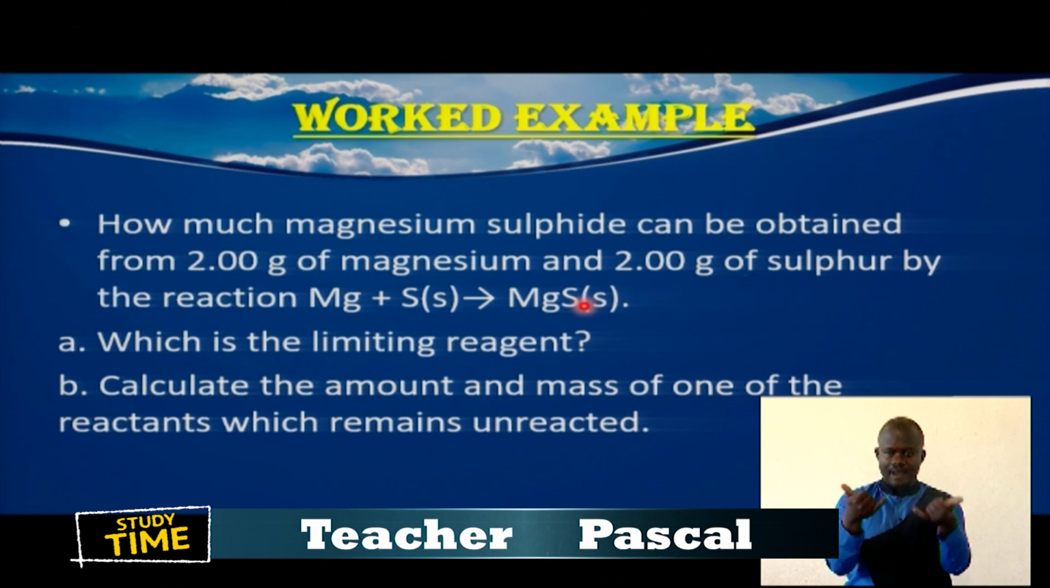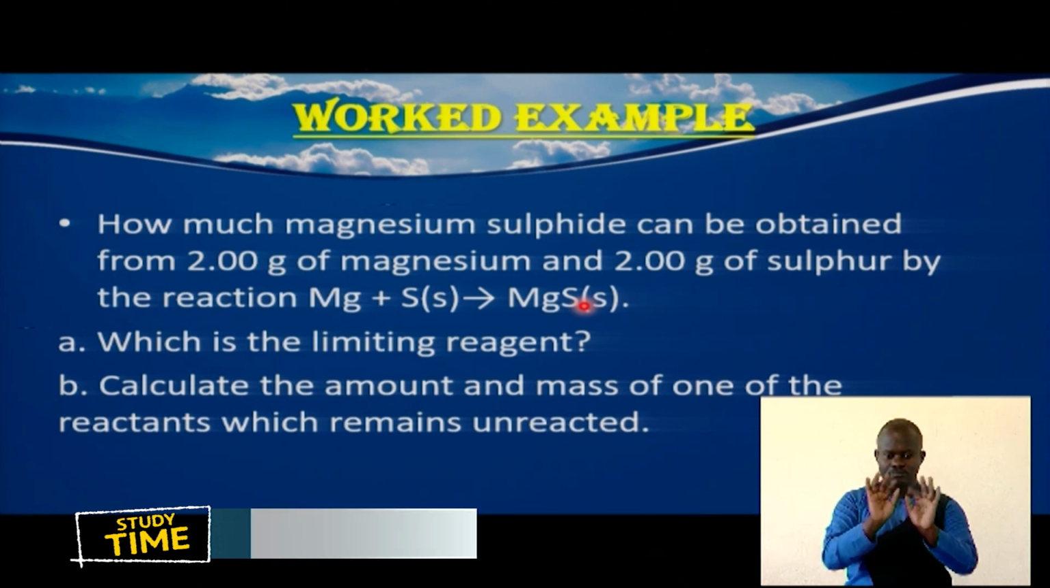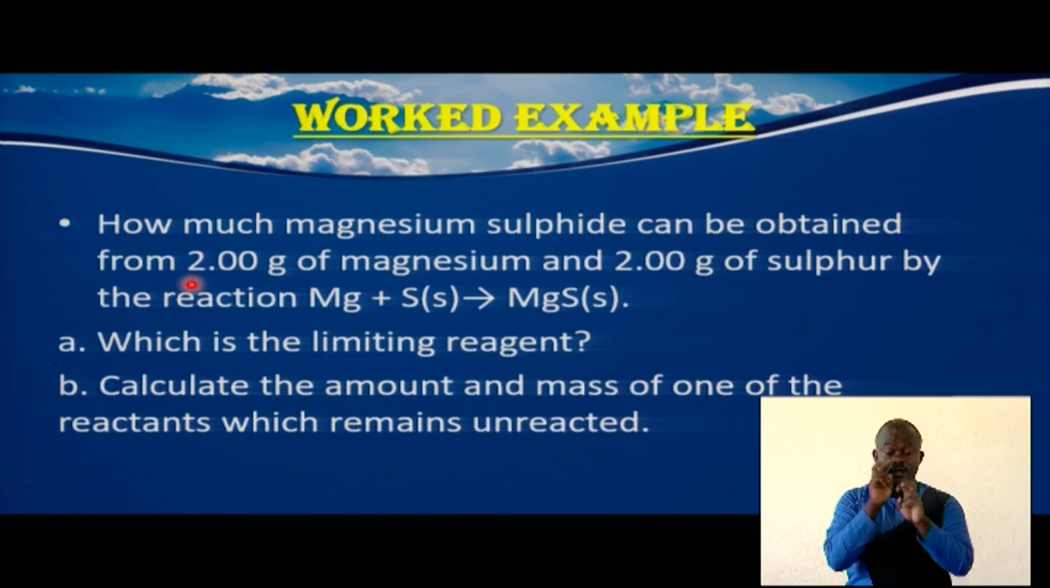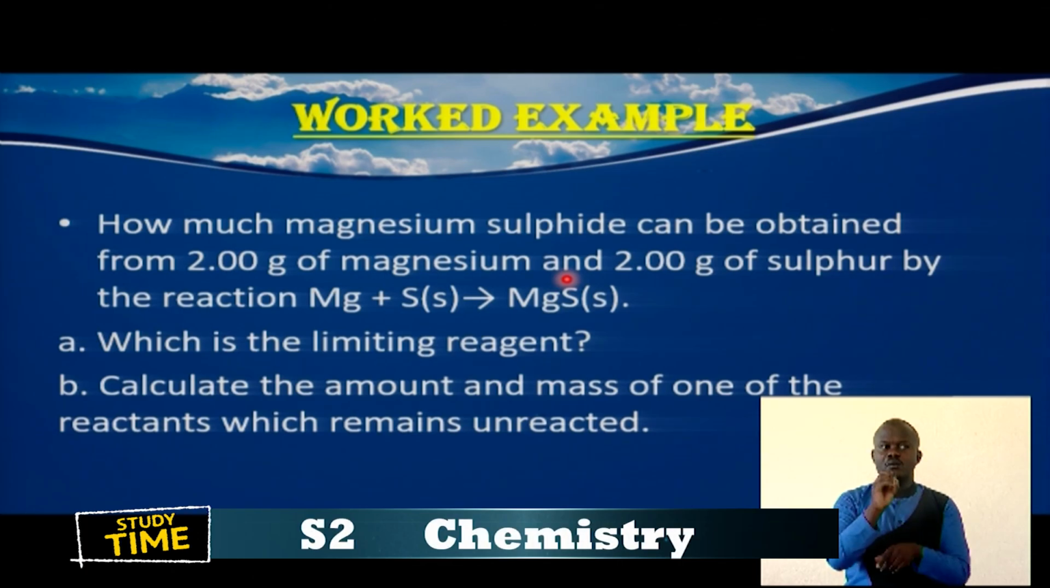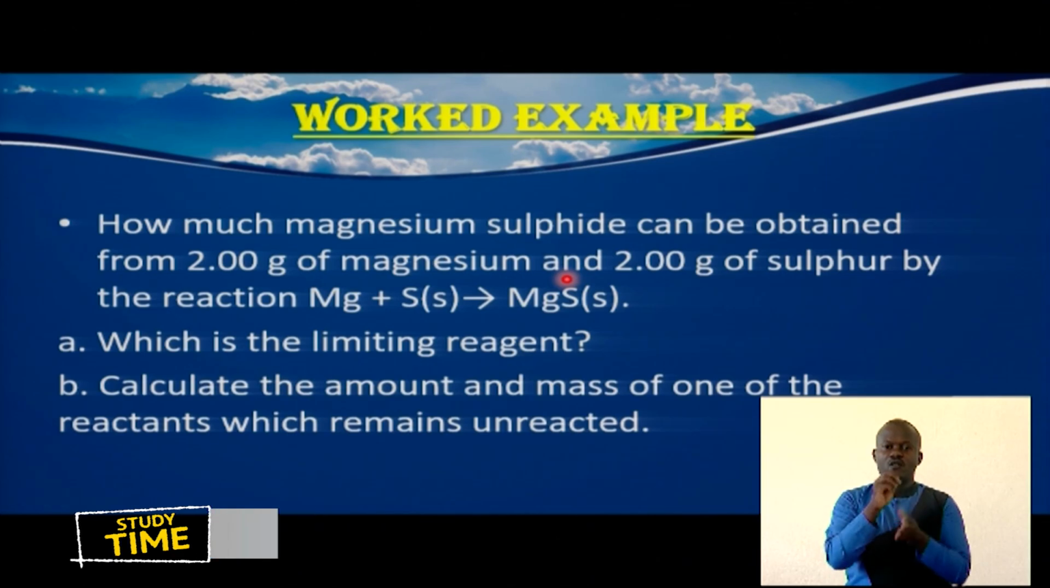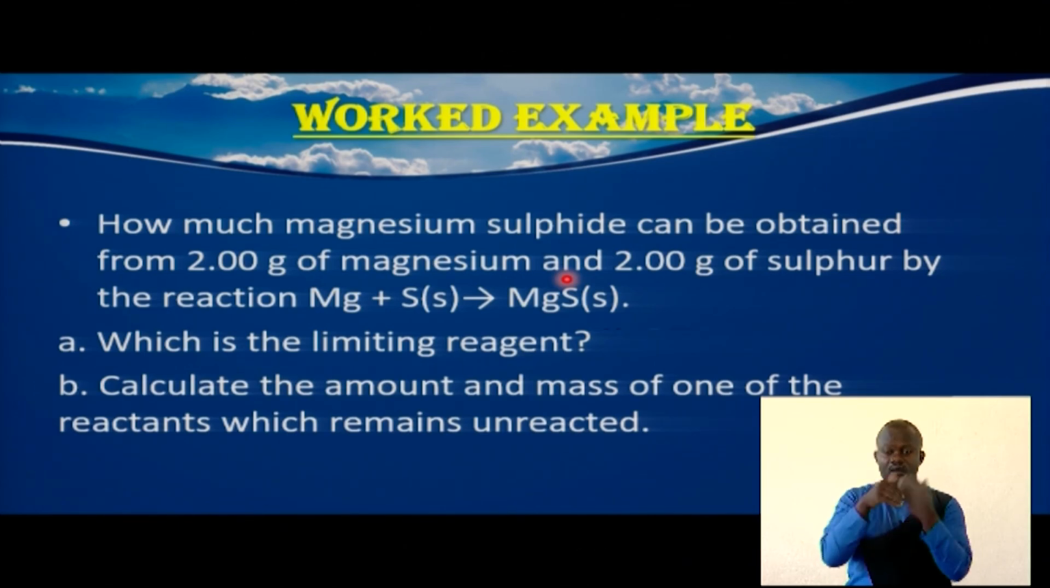Now, we have to be very careful here. Why? Because you can see that we have the same masses, 2 grams of magnesium and 2 grams of magnesium. But the reason why we have to be very careful here is because these substances do not have the same molar masses. And because of that, if we determine the number of moles, remember when we determine the number of moles, we can also compare the number of particles which are combining.